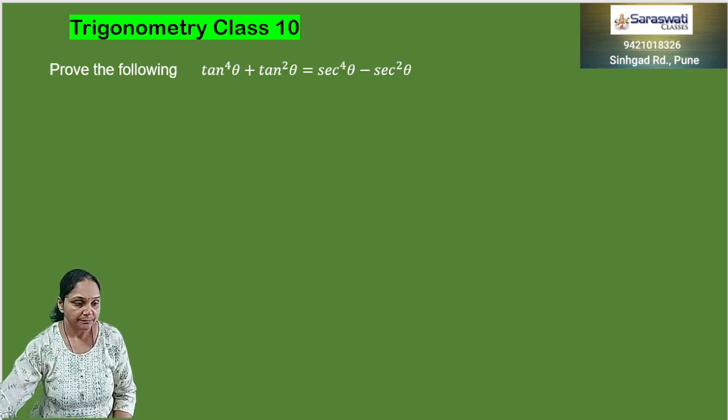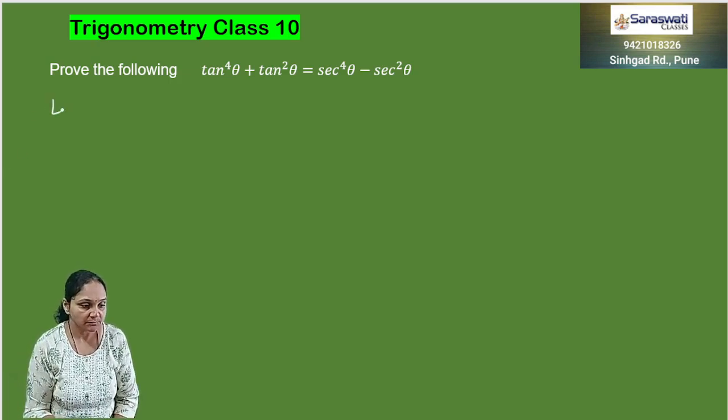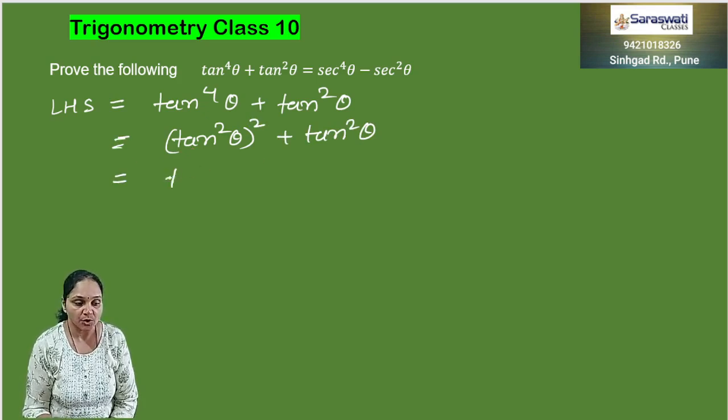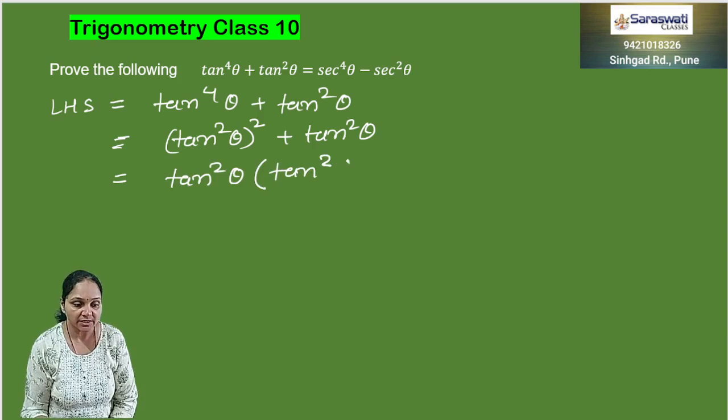Consider LHS: tan raised to 4 theta plus tan square theta. Now here we can write this tan raised to 4 theta as (tan square theta) whole square plus tan square theta, and therefore we can take tan square theta common from both the terms, and the remaining terms in the bracket are tan square theta plus 1.